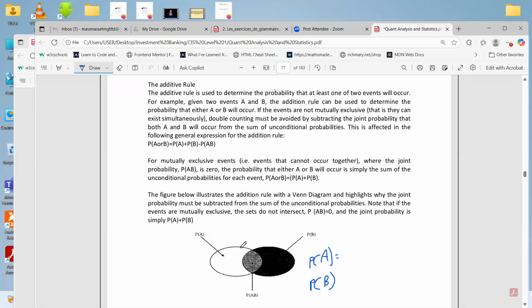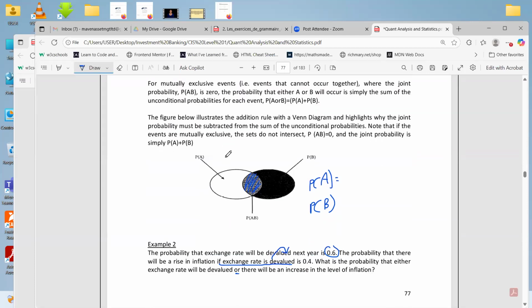So I think this Venn diagram explains this further. So this is the probability of A. This is probability of B. Now, if they are not mutually exclusive events, double counting must be avoided by taking away this shaded part where they overlap or intersect. So when you have such, probability of A or B will be the probability of A plus the probability of B minus the probability of A and B. We talked about OR in one of our previous classes. So bearing that in mind, let's look at this question we have here now.